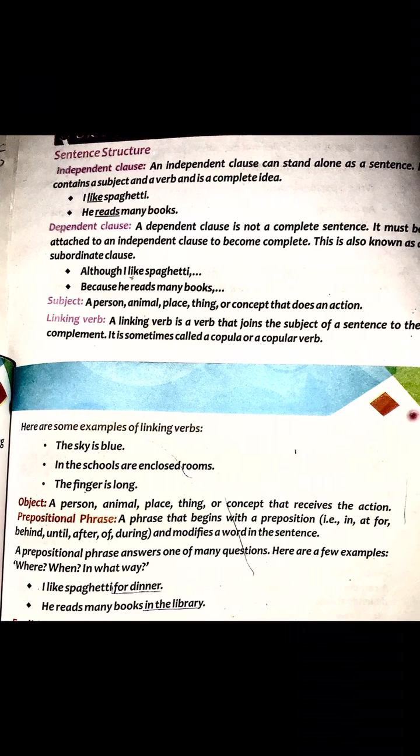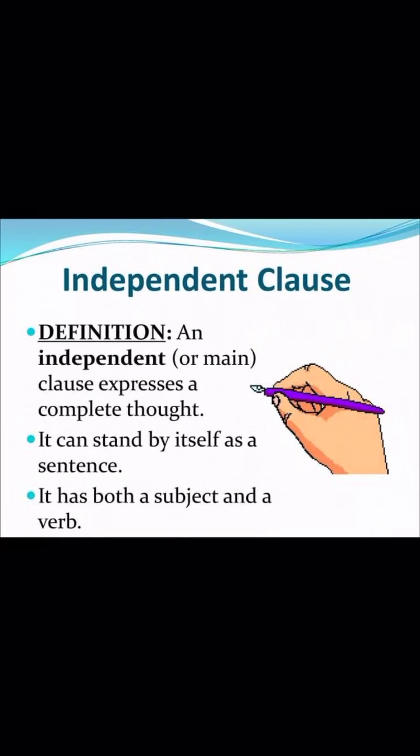Page 91. Okay, we are going to discuss the sentence structure. Here it is mentioned: independent clause, dependent clause, subject, linking verb, object, and prepositional phrase. So what is an independent clause? An independent clause can stand alone as a sentence. It contains a subject and a verb, and it is a complete idea.